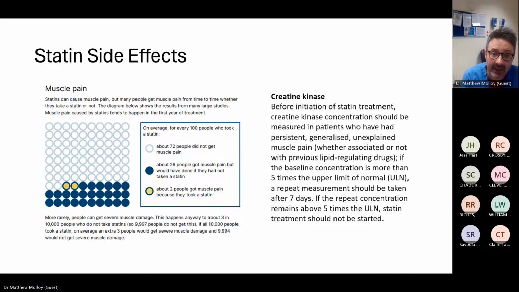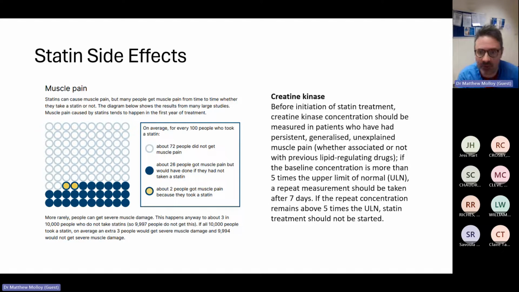So, if a patient has muscle pain prior to starting, let's talk about creatine kinase here on the right of the screen. I wouldn't routinely check creatine kinase unless the patient was complaining of generalized, persistent, unexplained muscle pain, and I was thinking about starting them on a statin.